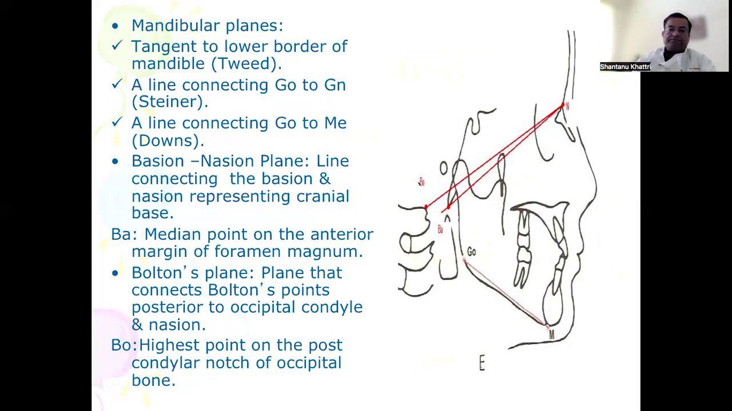Basion-nasion plane, a line connecting the basion and the nasion, representing the cranial base. Basion is the point on the anterior margin of the foramen magnum. Bolton's plane, the plane that connects the Bolton point, posterior to the occipital condyle, and nasion. Bolton point is the highest point on the posterior condylar notch of the occipital bone.